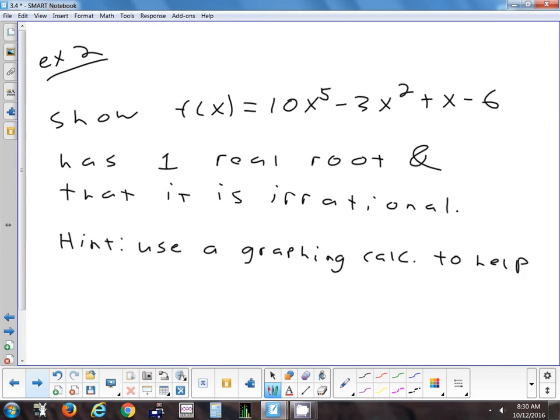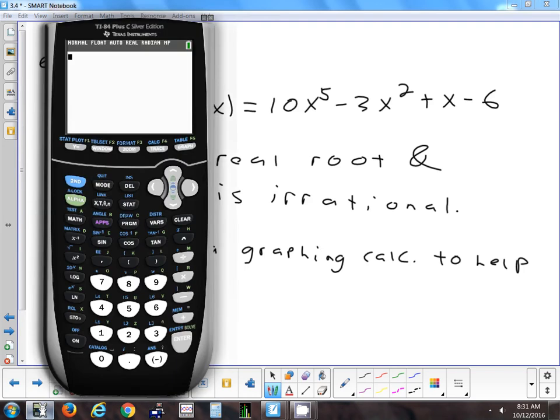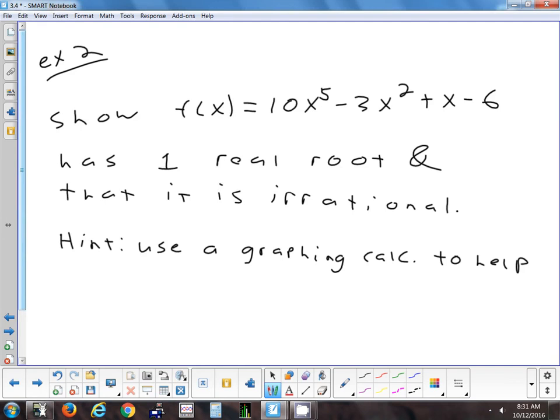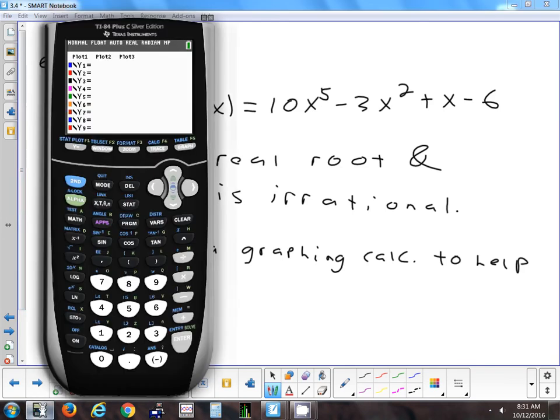Now I want to go back to this problem. I'm going to show you how you can use this theorem to prove that a root is irrational, and we're going to use the graphing calculator to help us out. That's the same problem we did in example 1. So let's graph it. I want you to prove that that problem only has one real root, and prove to me that it's irrational, that it's not rational.